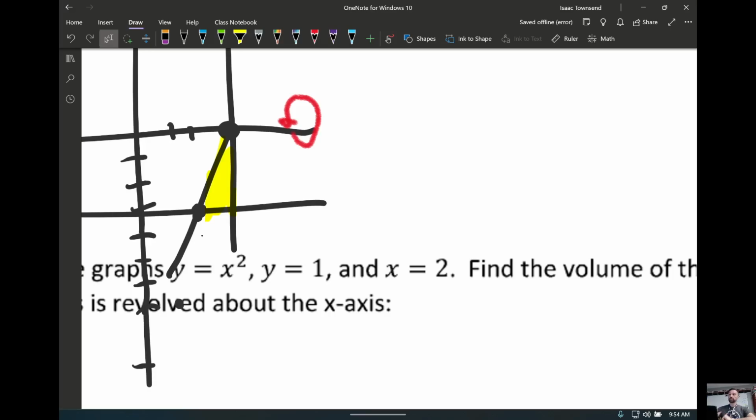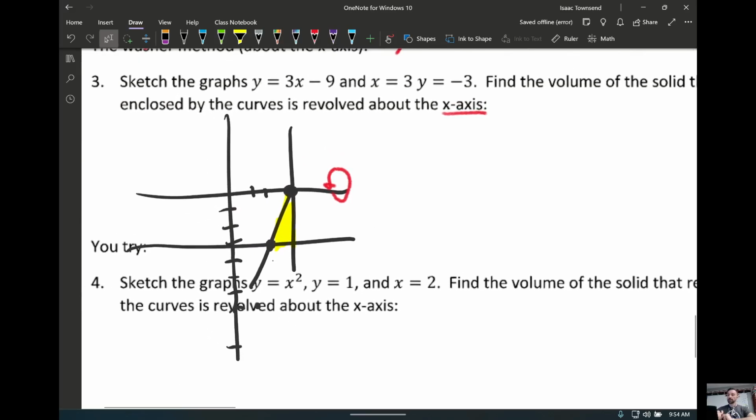Wouldn't the 3x minus 9 line intersect the x-axis at x equals 3? Since it's minus 9, it would intersect the x-axis at 3. Here's my x-axis up here. Yeah. When you sketch some of these, that's another reason why you might want to put the little arrow thing. It helps you remember where your x-axis is. This is not my x-axis.